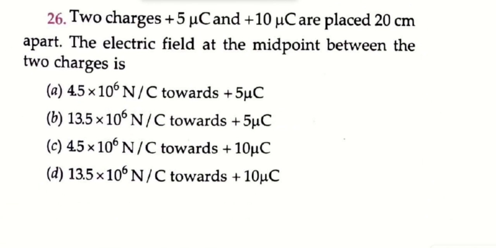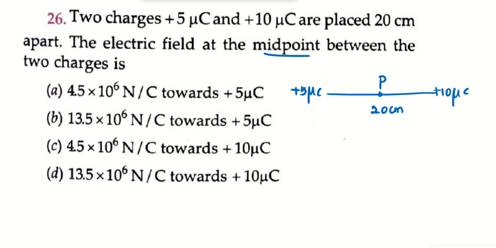Here there are two charges, plus 5 microcoulomb and plus 10 microcoulomb, placed at distance 20 centimeter apart. 5 microcoulomb and then plus 10 microcoulomb. The distance between them is 20 centimeter, so it's 0.2 meter. Now the question is, what is the electric field at the midpoint? So let's take this P as the midpoint.